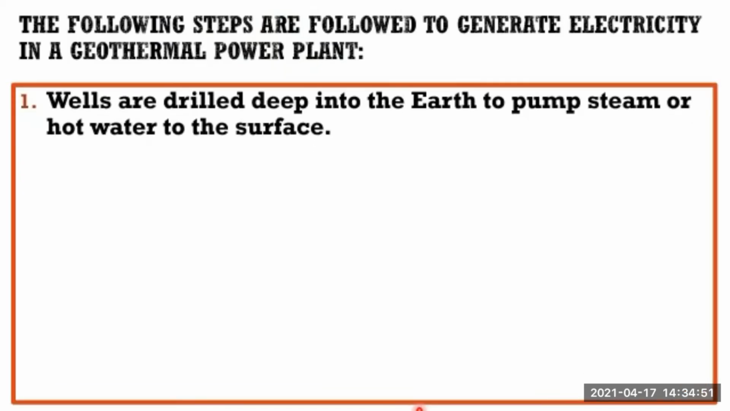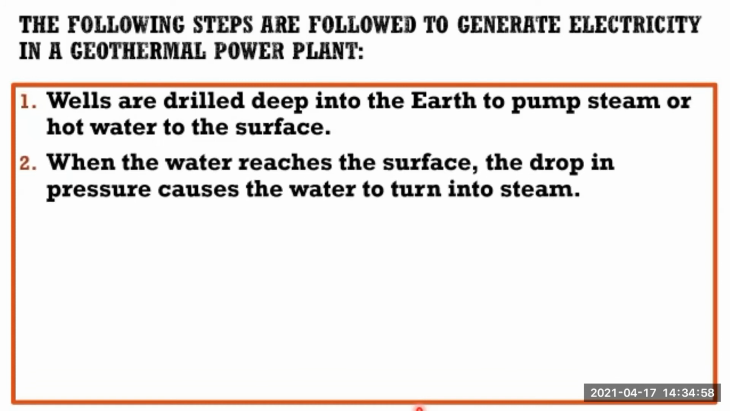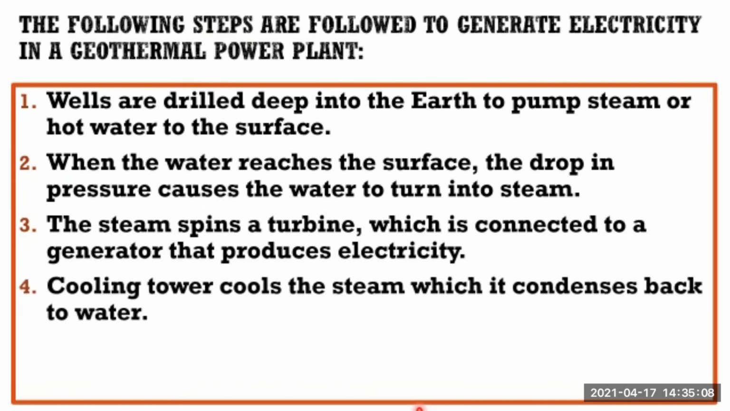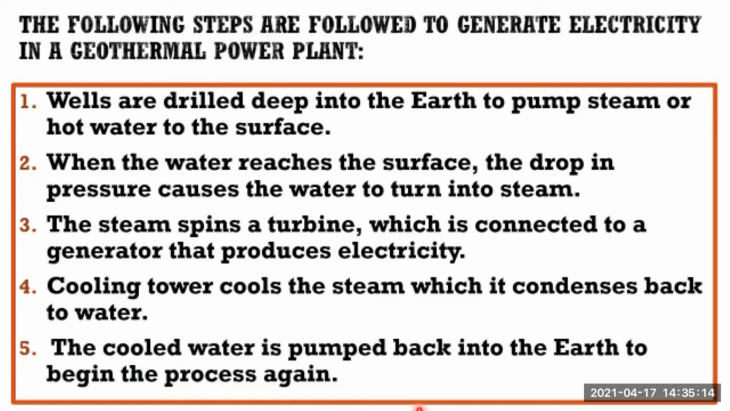Again, these are the steps on how to generate electricity in a geothermal power plant. First, wells are drilled deep into the earth to pump steam or hot water to the surface. Next, when the water reaches the surface, a drop in pressure causes the water to turn into steam. Then, the steam spins a turbine which is connected to a generator that produces electricity. Fourth, the cooling tower cools the steam, which condenses back to water. And the last, the cooled water is pumped back into the earth to begin the process again.